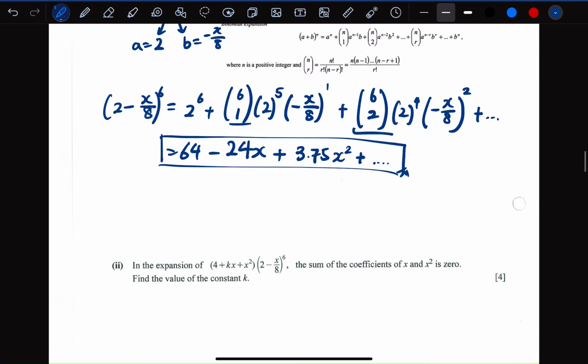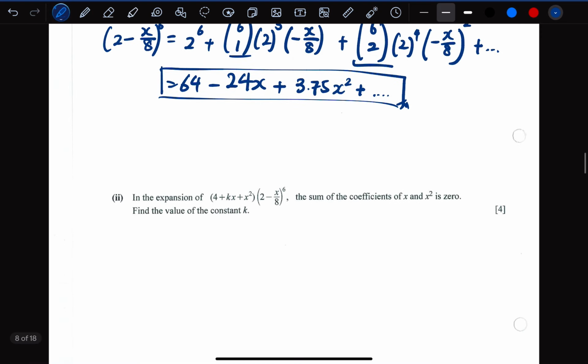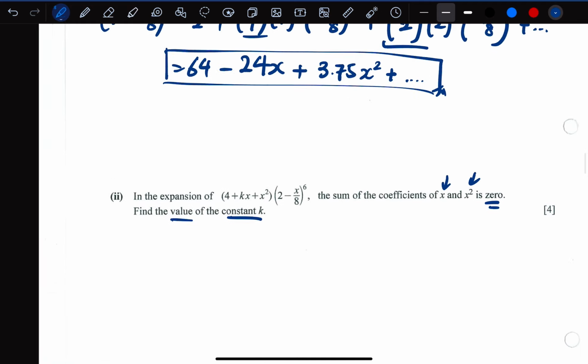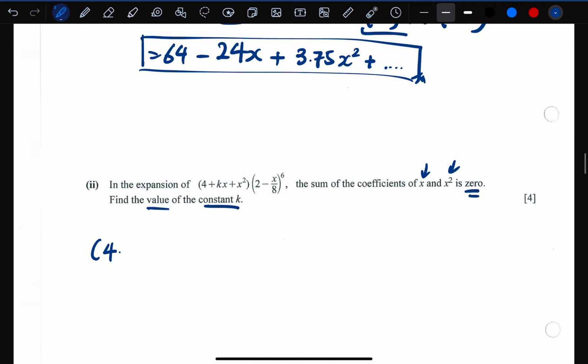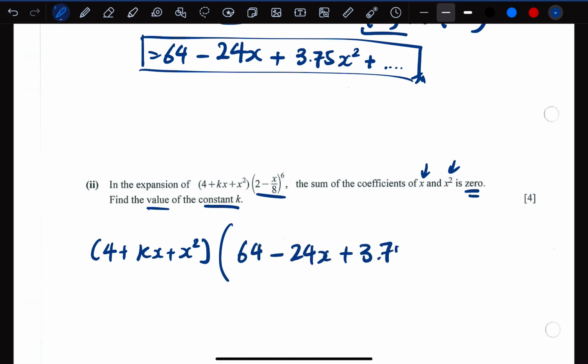Part 2, they tell you in this expansion, find the sum of the coefficients of x and x squared is equal to 0. Find the value of the constant k. So let's first write this out: 4 plus kx plus x squared. For this expansion, I'm just going to use my part A: 64 minus 24x plus 3.75x squared plus dot dot dot.